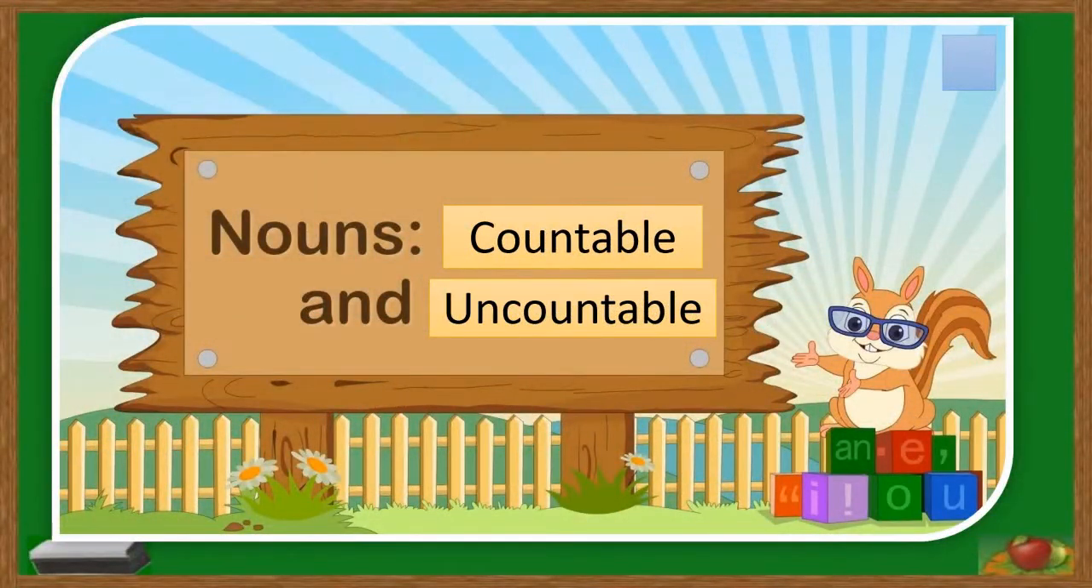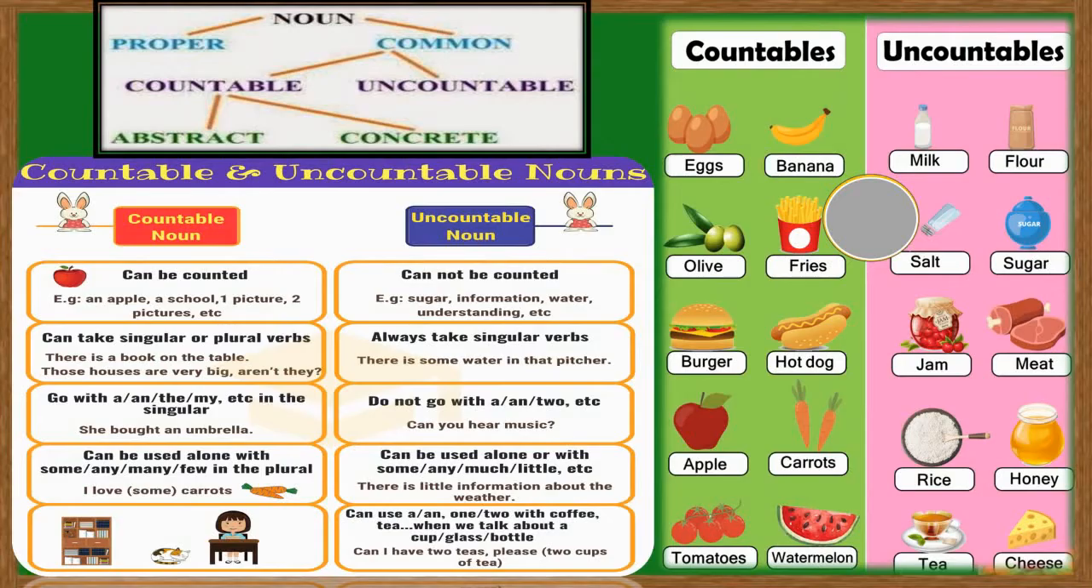So let's see our countable and uncountable noun. So students, count noun, proper noun, common noun. Here common noun is divided into two, that is countable and uncountable. Again countable is also divided into two, that is abstract and concrete. So let's see the example and details about countable and uncountable.